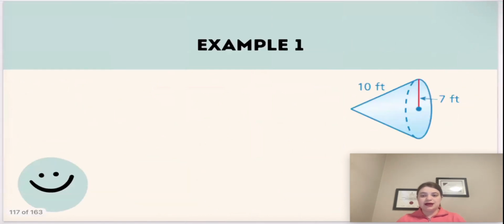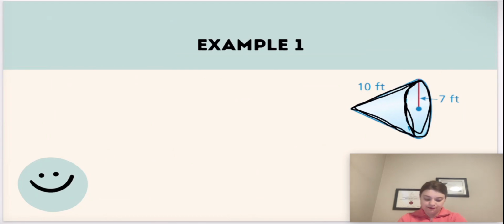So here's the first example. They would like us to find the surface area for this cone. So there's two parts to the surface area. There's the pi r squared part, which is the surface area for the circle. And then there's the pi r L part for the area of the surface of the main part of our cone.